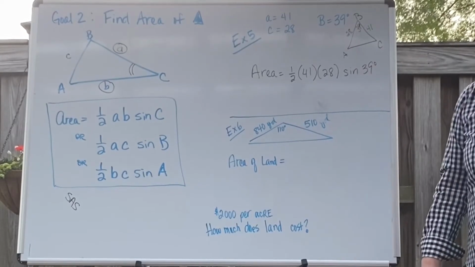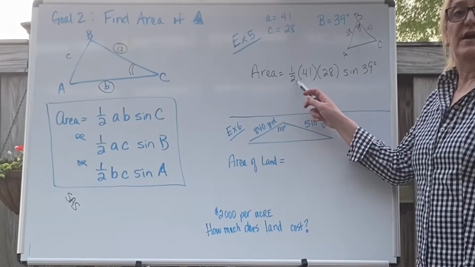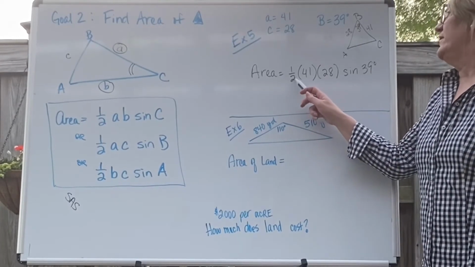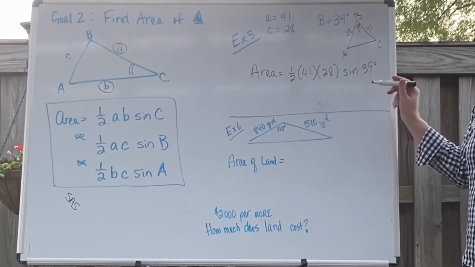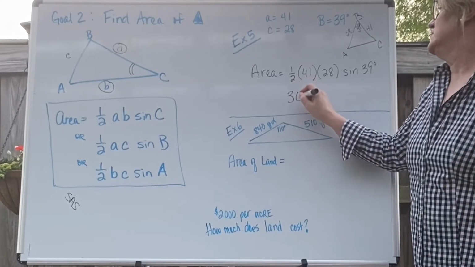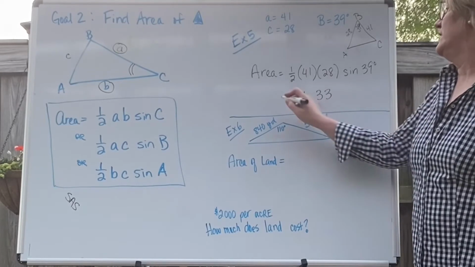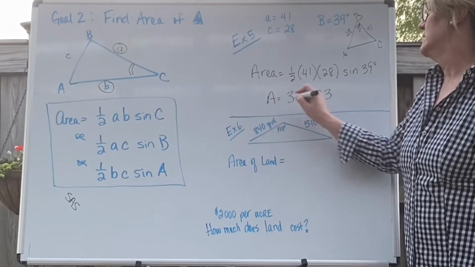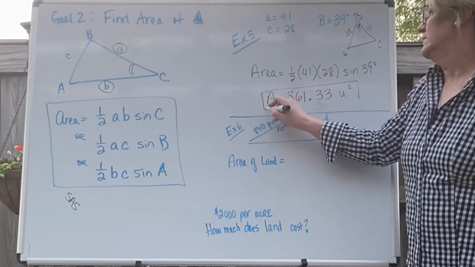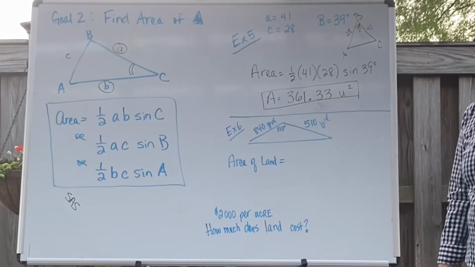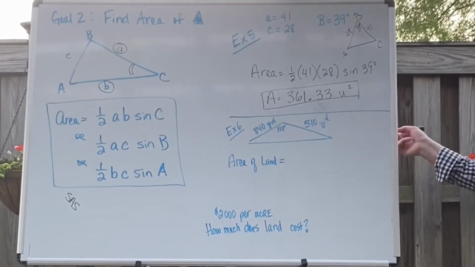All you have to do is press this directly in your calculator. You could use 0.5 if you don't want to divide the answer by 2 at the end. So 0.5 times 41 times 28 times sine 39, and you end up getting 361.33 units squared. Very straightforward. Okay? So now we're going to use this in an application situation.